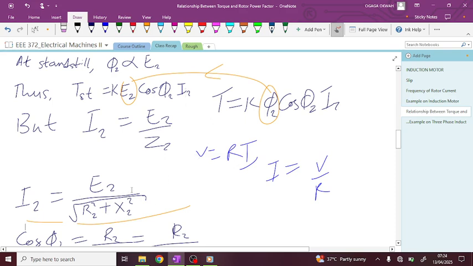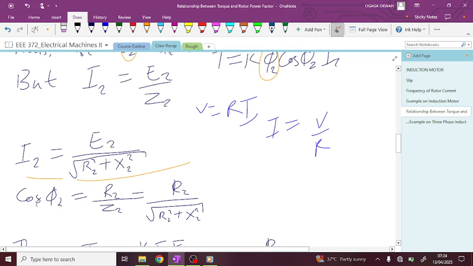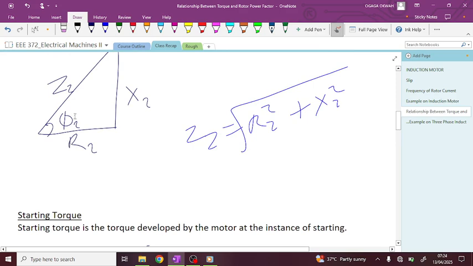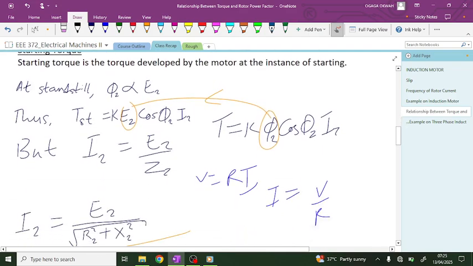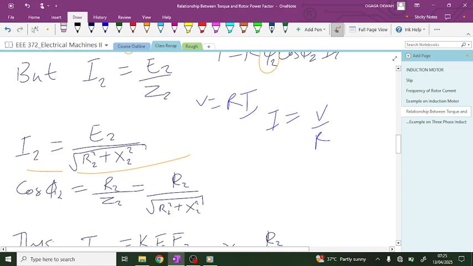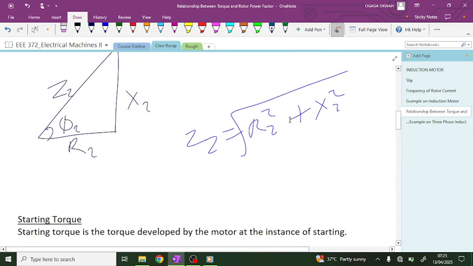But before we continue, let's consider the power factor. For our power factor cos phi, we'll have this, because this is our resistance and this is our impedance. Cos is adjacent over hypotenuse. The adjacent is R2, over the hypotenuse Z2. So cos phi will be R2 over Z2, and of course we've already defined Z2, which is what we have here. I hope we are following.